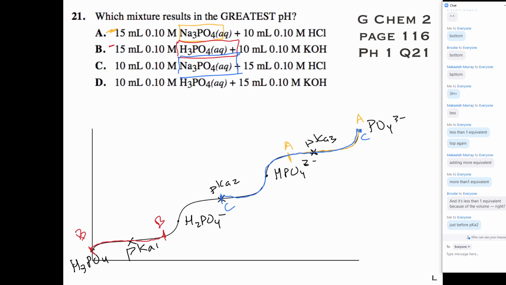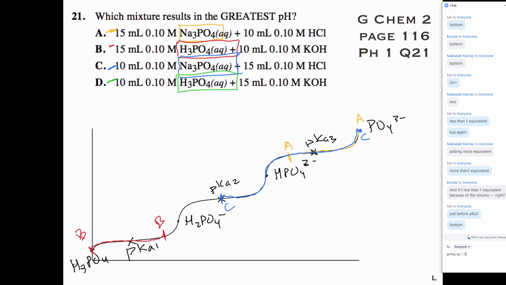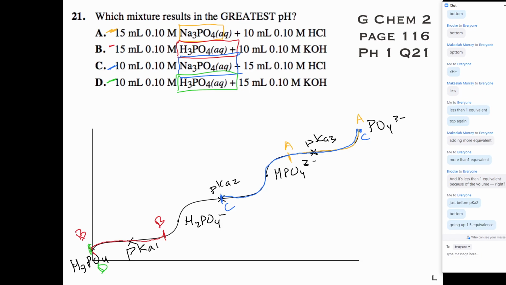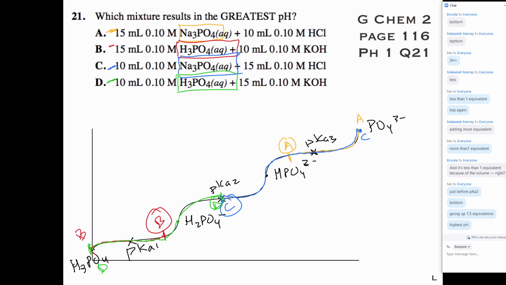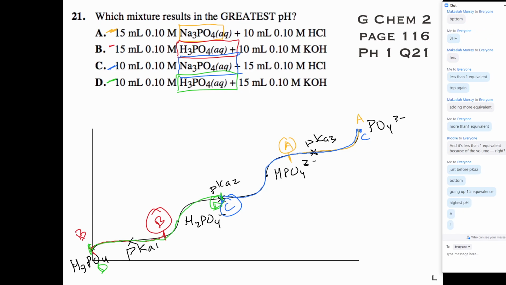And then D. What am I starting with D? Top or bottom? D is bottom again. And how much am I adding? 1.5. One full one and another. So I've totally forgotten what the question's asking, but you're going to help me out. So B finishes here, C and D finish here, A finishes here. What is the question asking? Highest pH, which is which one?